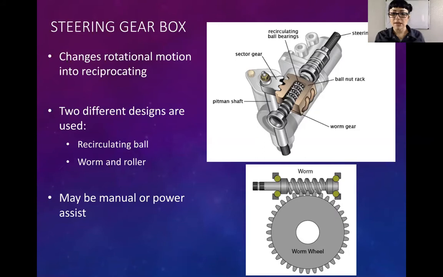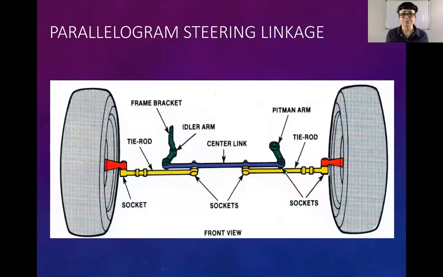Hopefully that makes sense. I don't want to get too into these designs because, like I said, it can get very confusing very quickly. These designs, a steering gearbox, whether it be worm and roller or recirculating ball, can be manual or power steering, either design. They work the same. They just have little add-ons in there for power steering to help out.